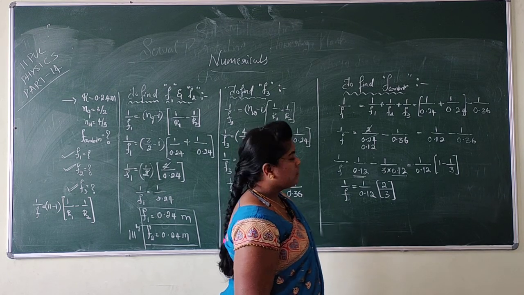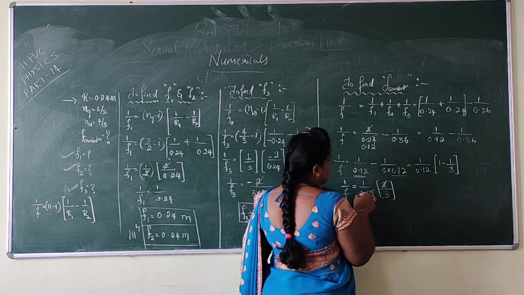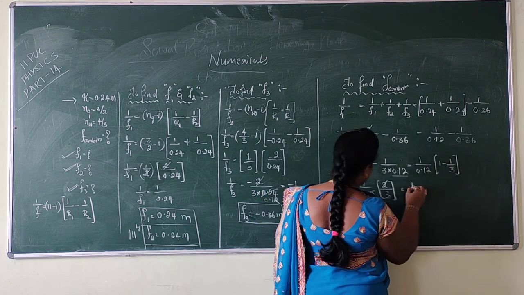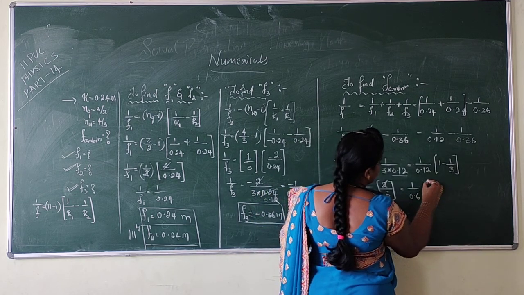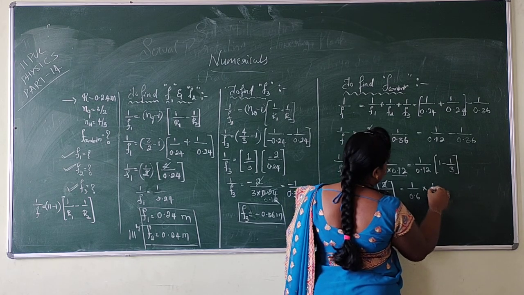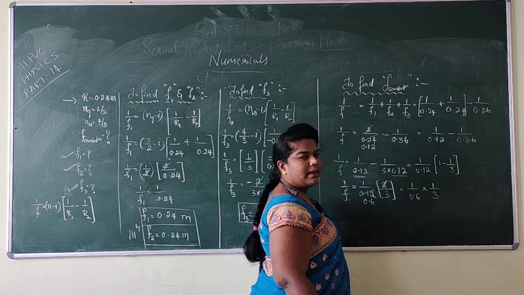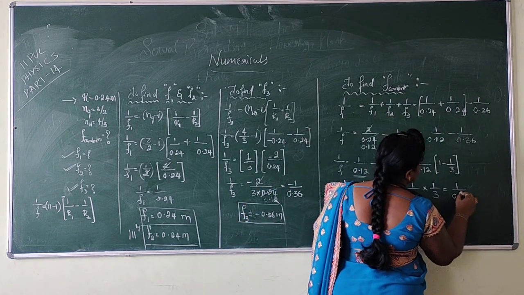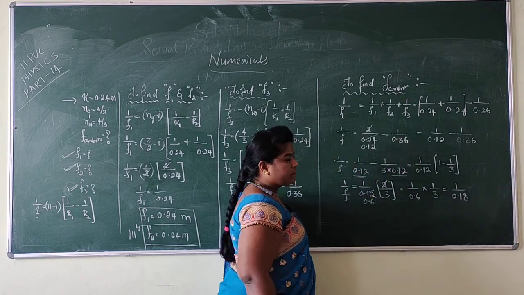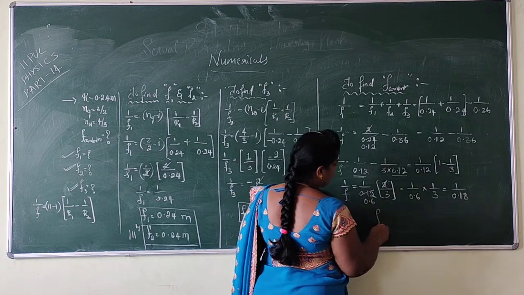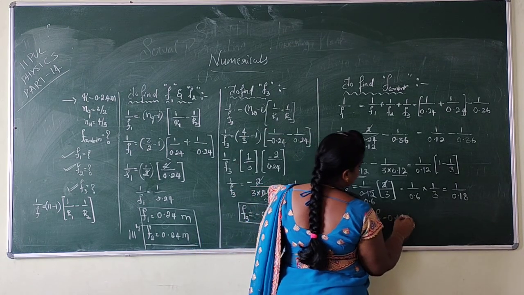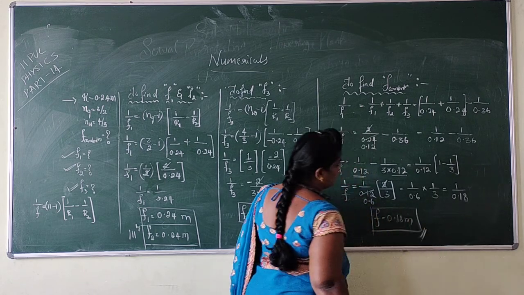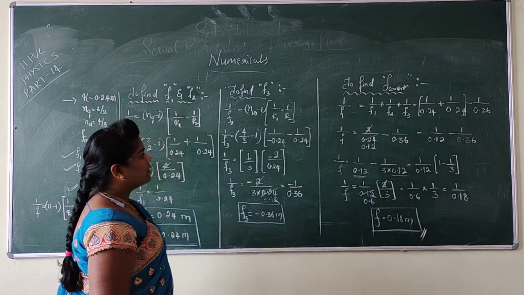Dear students, 2 ones are 2, 0.6 are. Now we are left with 1 by 0.6 into 1 by 3, right? 3 sixes are 18. So 1 by f is equal to 0.18. Then reciprocal, f is equal to 0.18 meter. 0.18 meter. Yes, my dear friends, finally we got the answer.